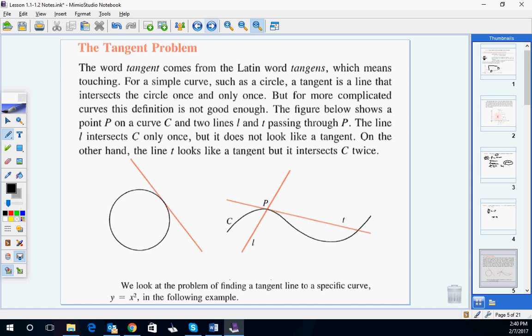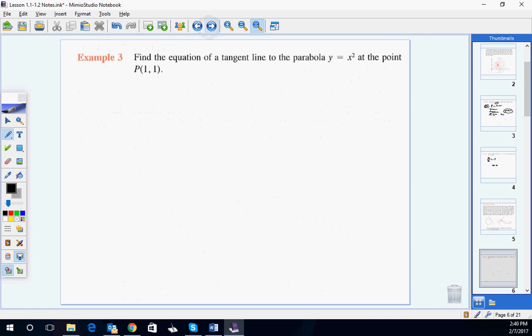So look at the problem: find the tangent line to a specific curve, y equals x squared. Find the equation of a tangent line to the parabola y equals x squared at the point (1, 1). Now you may not know where to start, but if I want to find a tangent line to that point, what information am I going to want to know? Let's take a step back, sorry. If I'm finding a tangent line, what form will that answer be in? It should be linear, right? It's going to be a line.